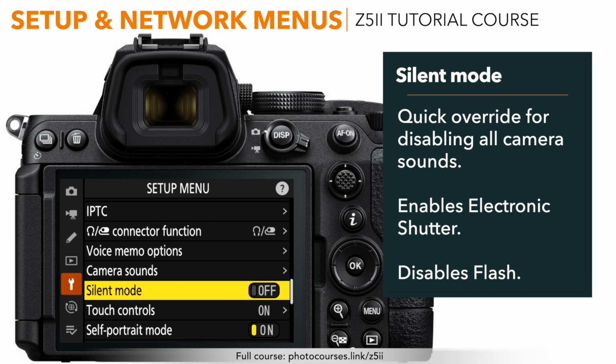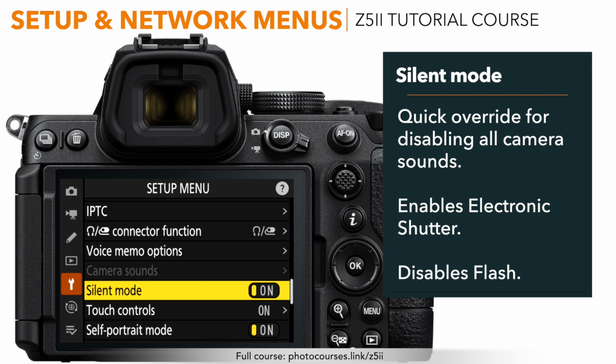If you need to go completely silent and turn all of those sounds off, you can enable silent mode. And when you choose on for silent mode, in addition to disabling or muting all of the artificial sounds, that's also going to enable the silent electronic shutter and disable your flash. Like I said, that's useful if you need to quickly be discreet.